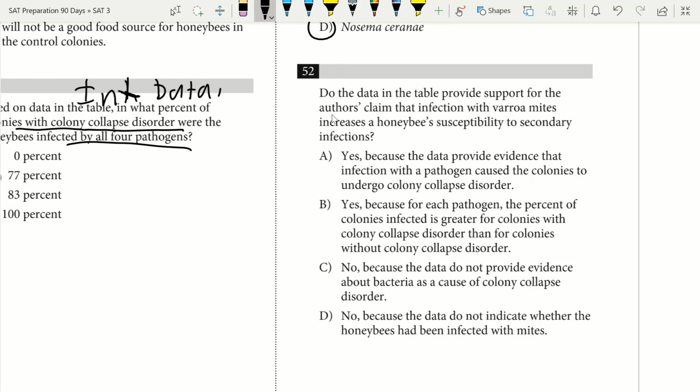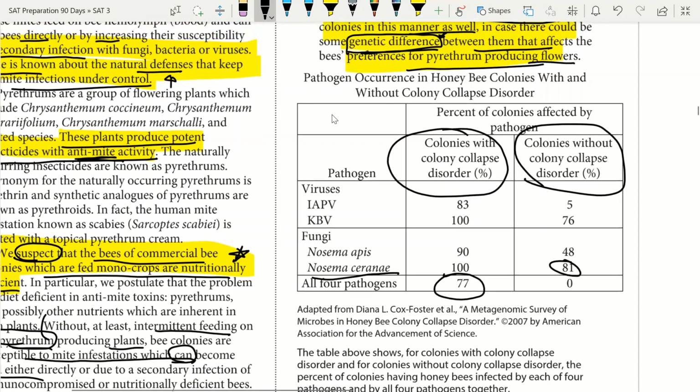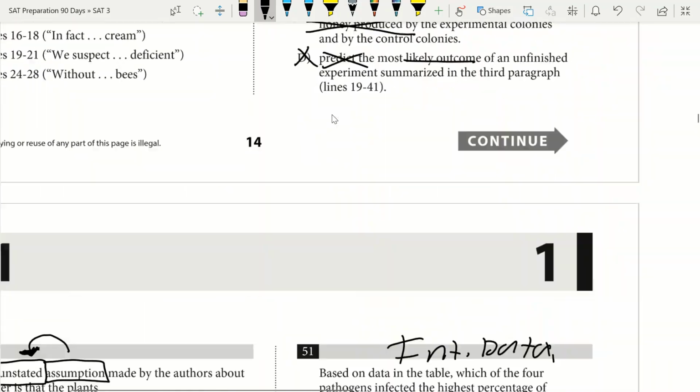All right, 52. Does the data in the table provide support for the author's claim that infection with varroa mites increases a honeybee's susceptibility to secondary infections? Well, our table never says which group is infected with varroa mites. So we can't make a claim about that because our table doesn't say it. If we go back to our table, I can show you. None of these groups does it say has the varroa mites. They have colony collapse disorder, and they don't have colony collapse disorder, but it doesn't say anything about having varroa mites. Here we have pathogens which aren't varroa mites, and here we have fungi, none of which are varroa mites. So we can't make any claim about varroa mites from that table.